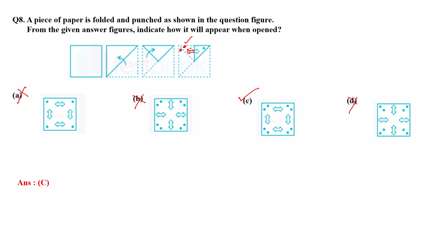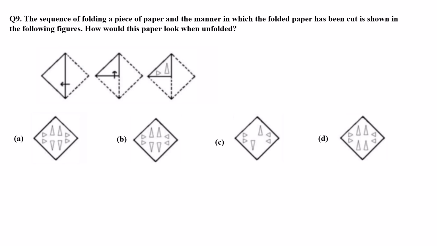Now moving to the next question. Question number 9. The sequence of folding a piece of paper and the manner in which the folded paper has been cut is shown in the following figures. How would this paper look when unfolded? Okay, so we'll again start from the last position. First you have to open this side. When this side is opened, first of all you will see that as here is one small triangle, here also one triangle will come, right? Now this part will come here first, and then this pointed part will come down, isn't it?